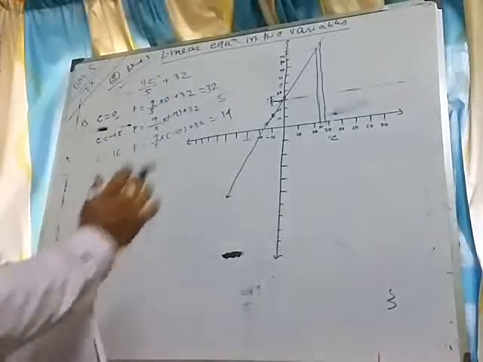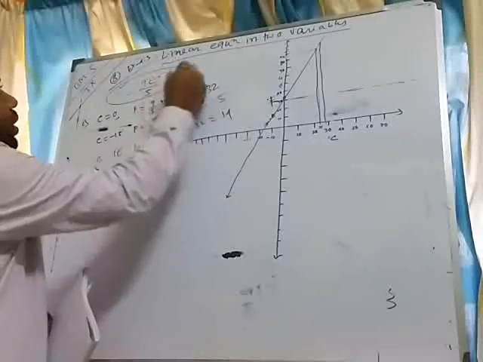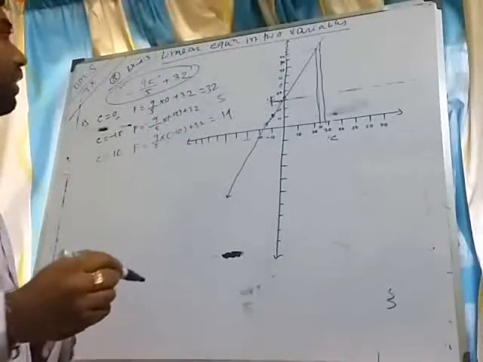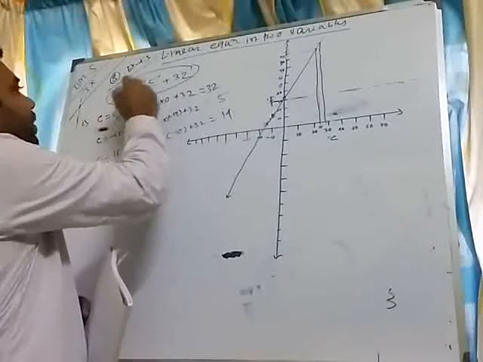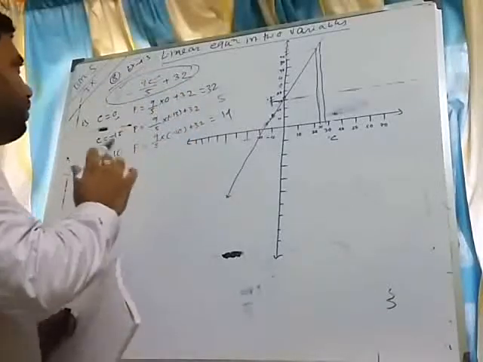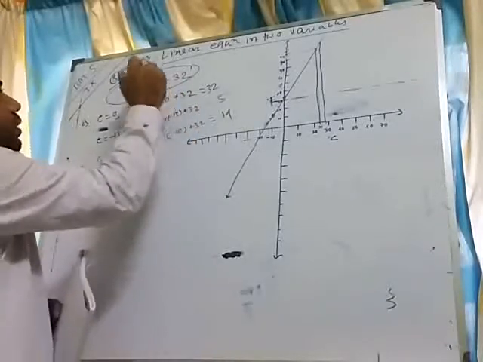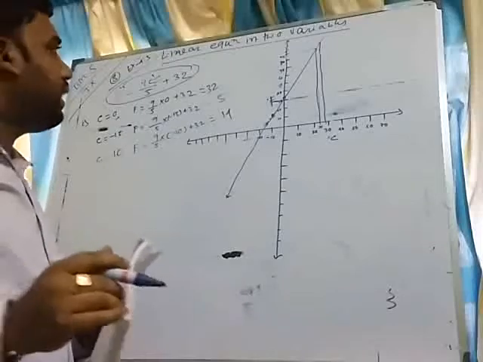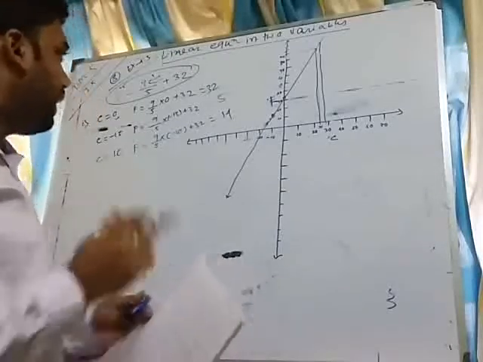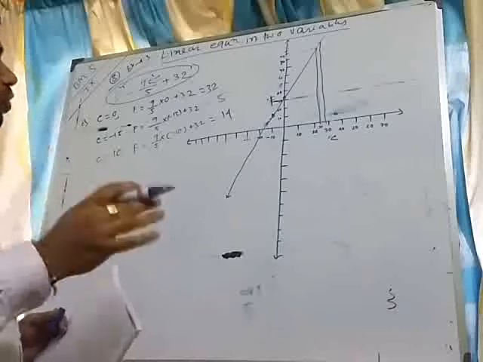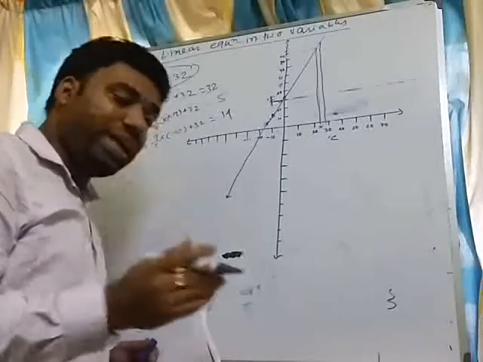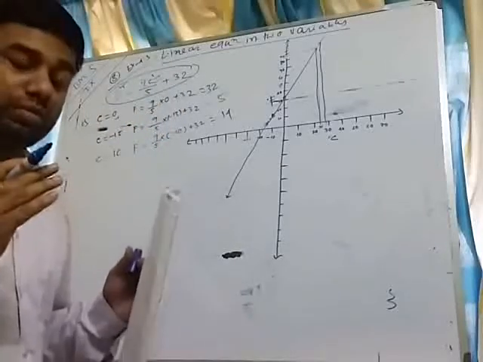Now, the equation F equal to 9C by 5 plus 32 is a linear equation in two variables, because F and C are the two variables, and the power of F is 1 and the power of C is 1. That's why it's a linear equation in two variables. Now we should draw the graph of that equation. For drawing any graph we need to follow some steps.